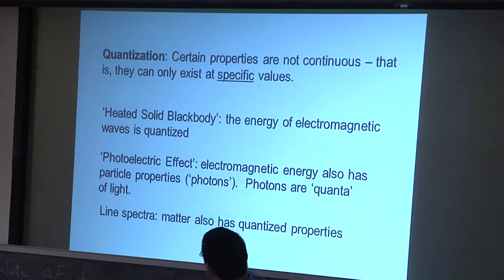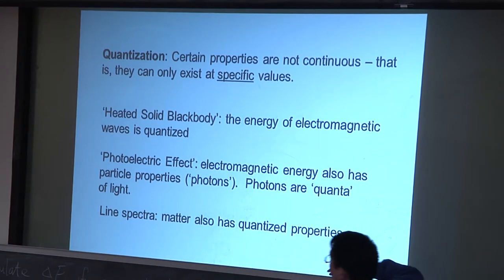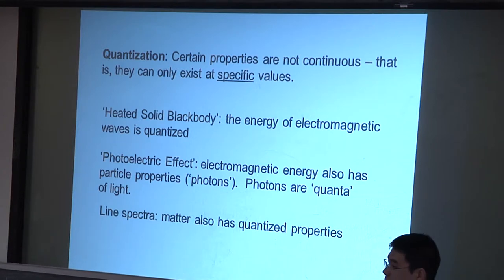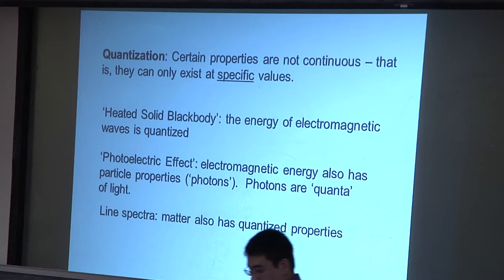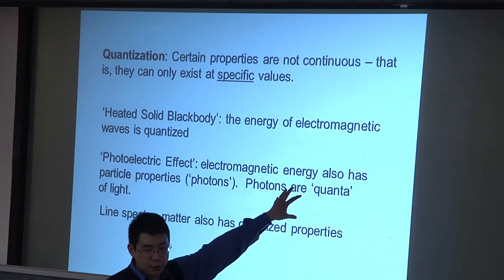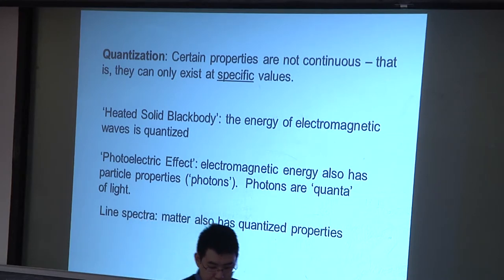Okay, so the black body told us that the energy of electromagnetic waves is quantized. It's from the heated solid black body that we get Planck's constant, we get h. The photoelectric effect tells us that electromagnetic energy, such as light, is also quantized. Line spectra tells us that matter has quantized properties in the form of quantized energy levels in electrons. So we have waves, we have matter. They're all kind of related.